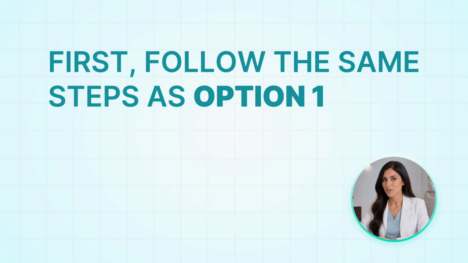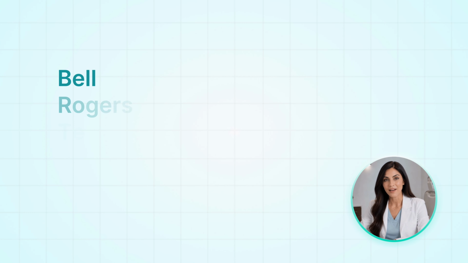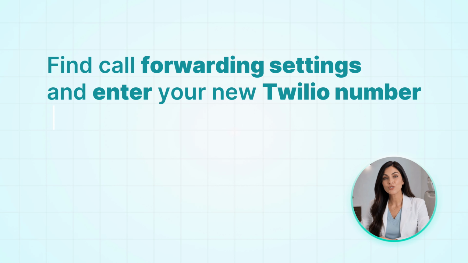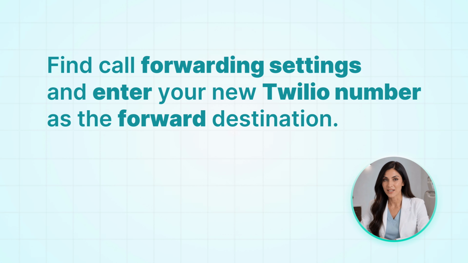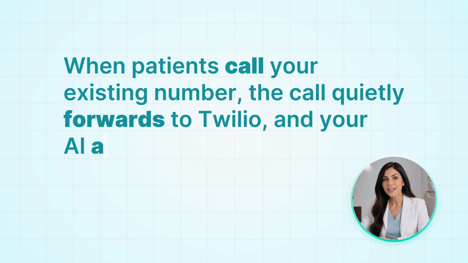Keep it. First, follow the same steps as option 1. Connect Twilio and buy a new number through OpusCall. Then log into your phone provider, Bell, Rogers, TELUS, RingCentral, whichever you use. Find call forwarding settings and enter your new Twilio number as the forward destination. That's it. When patients call your existing number, the call quietly forwards to Twilio, and your AI agent picks up.